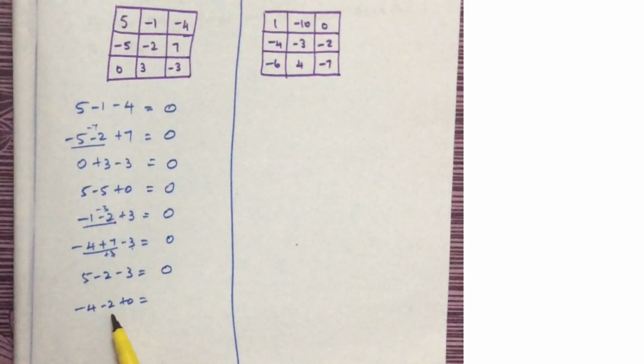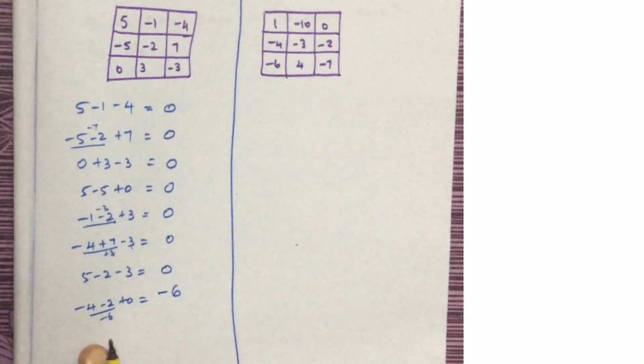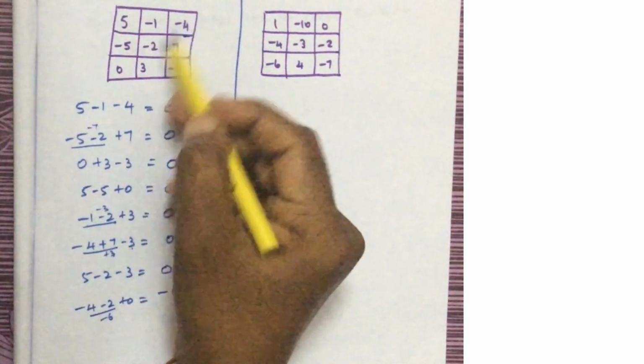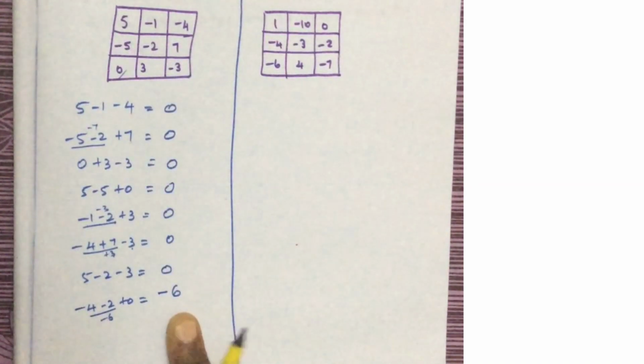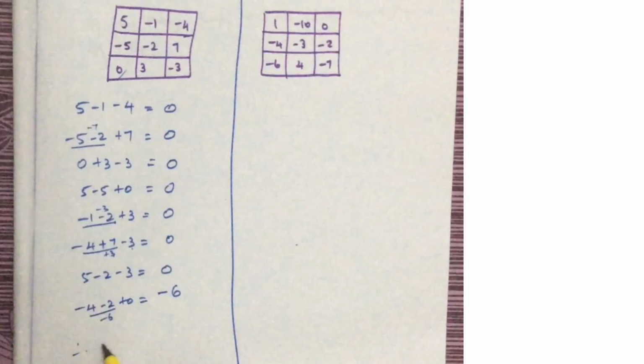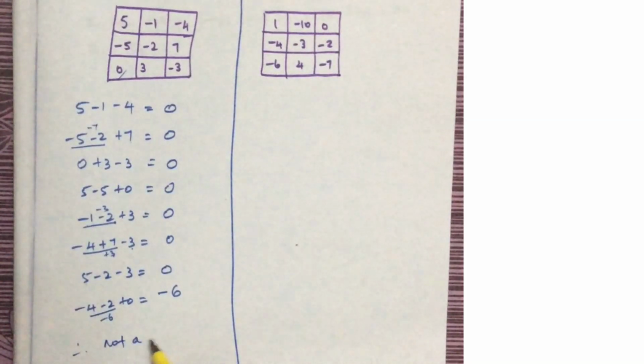Minus 4 minus 2 is minus 6. Minus 6 plus 0 is minus 6. So only one thing, this diagonal has minus 6 as the sum. So this is not a magic square.